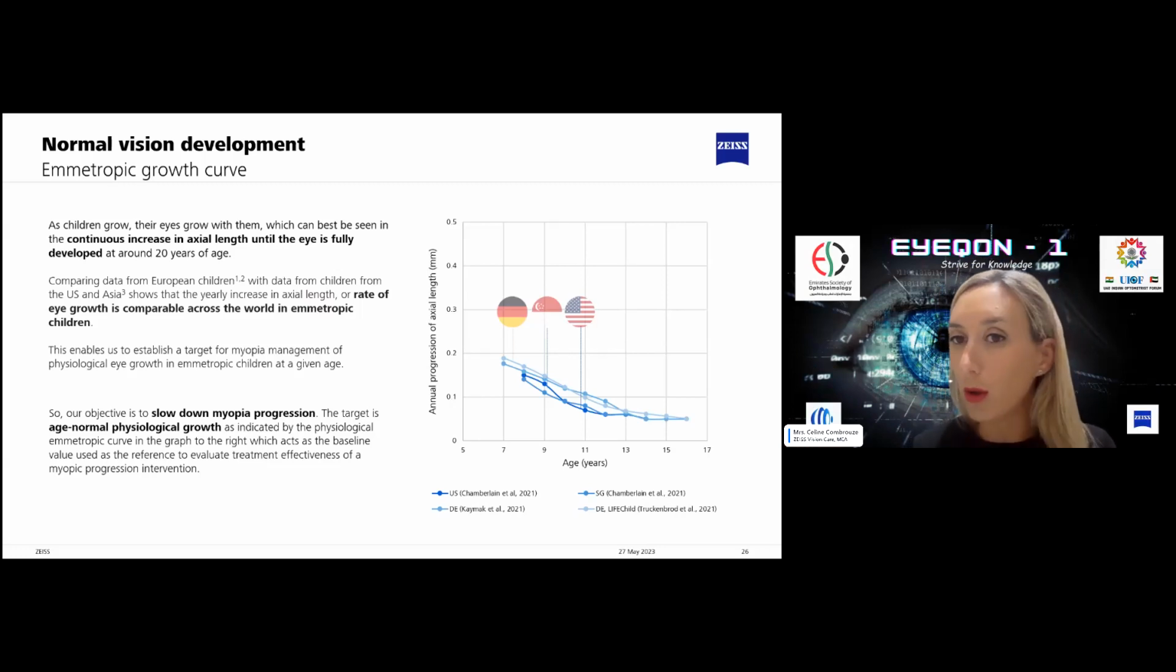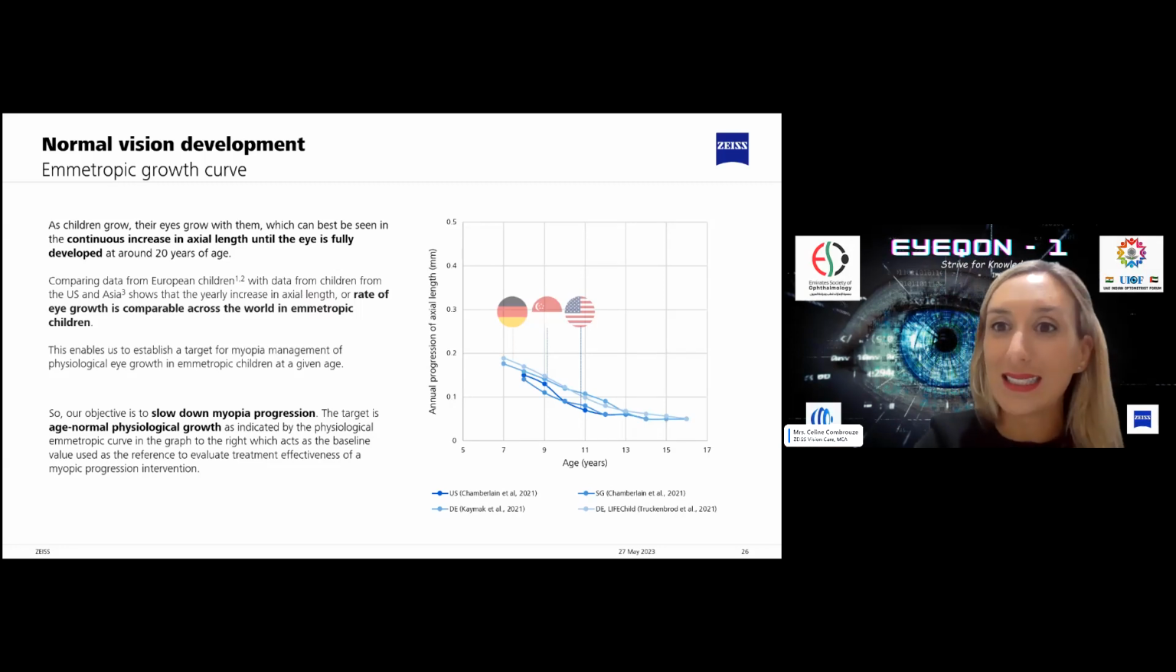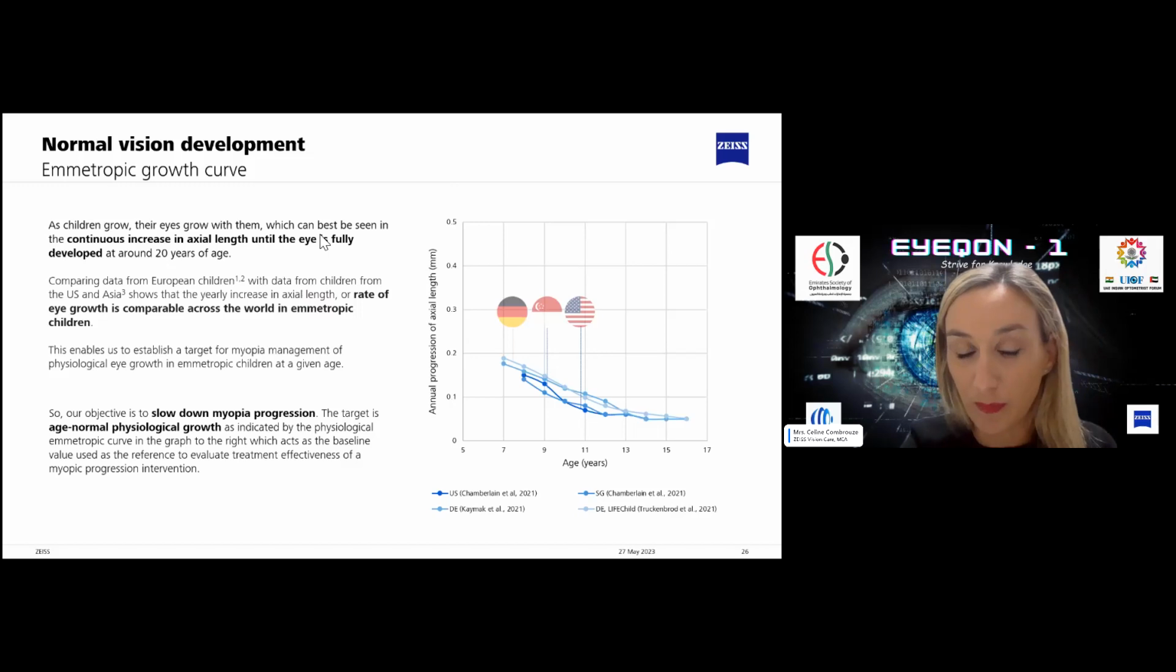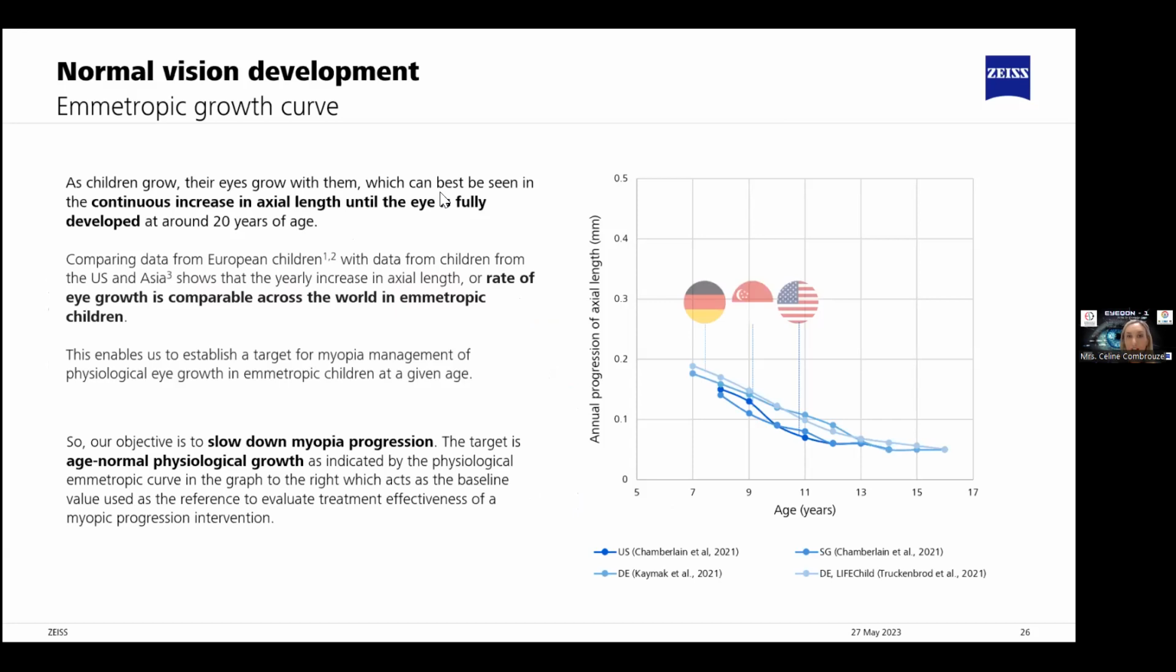So we took all the data we got for emmetropic children from USA, from Asia, from Germany, and we put them all together in this graph. And so we saw that, yes, there is a curve of a normal growth for children between 7 to 16 years old. So actually, what we want is to bring back the evolution, the progression of the axial length, as close as possible to this curve. We want you to have normal data which are going to help you to understand and to monitor the myopia management that you're doing in your practice.